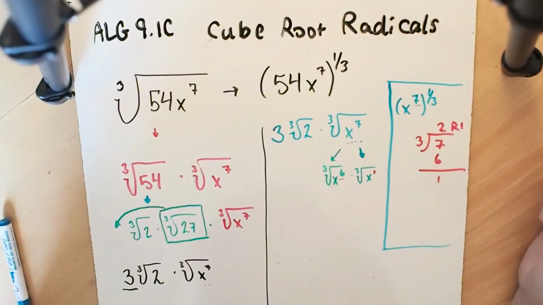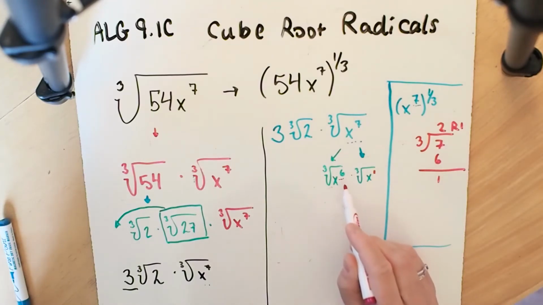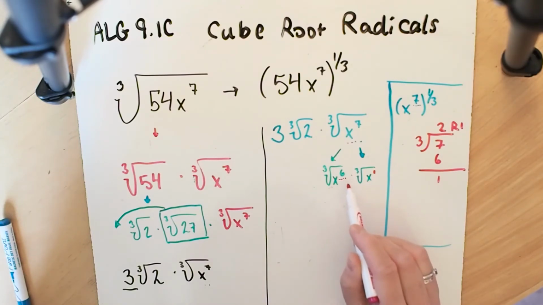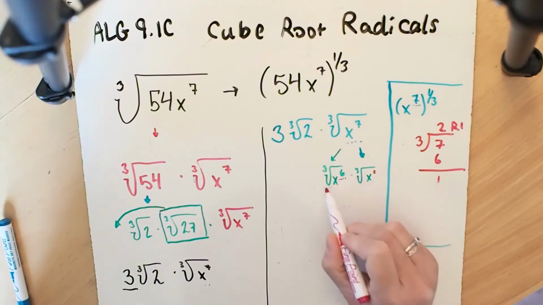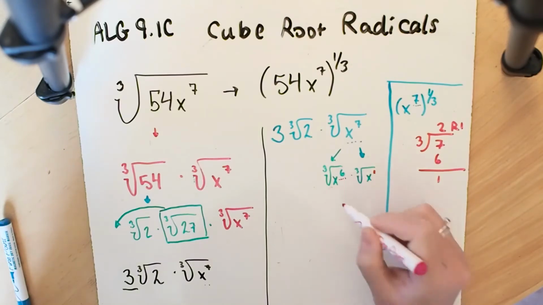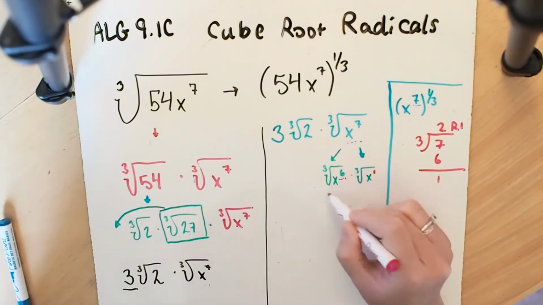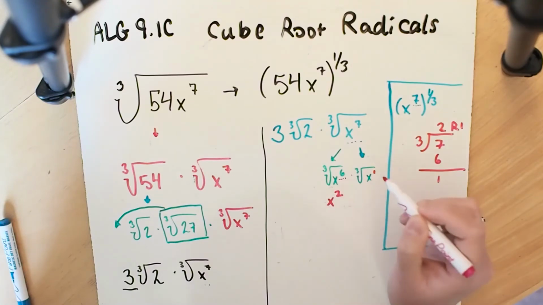Now that we've done that part, just like we did with the square root radicals, we have to simplify the cube root. Now remember, with the square root radical, we divided the exponent by 2. With the cube root radical, we divide the exponent by 3. So 6 divided by 3 is 2. And remember that this frees it from the radical, so we'll get x squared.